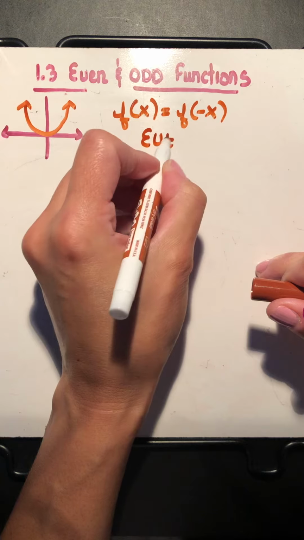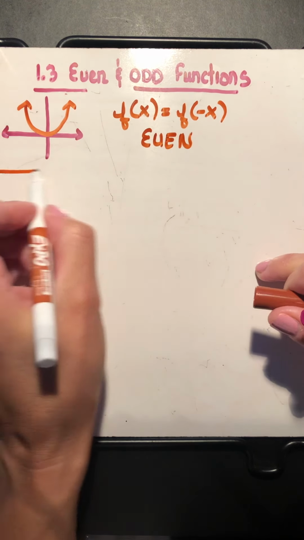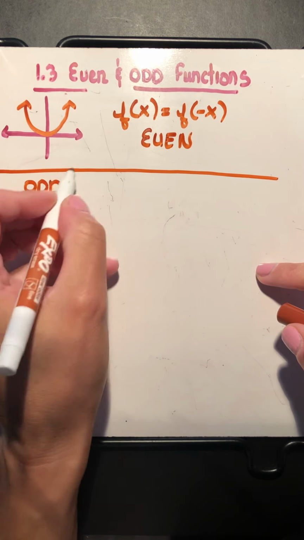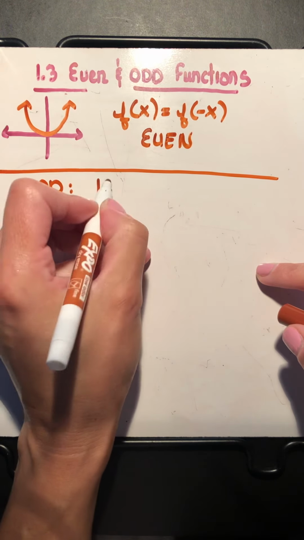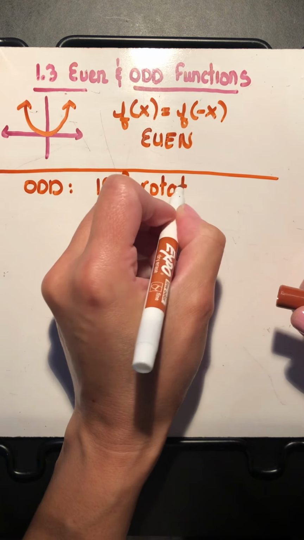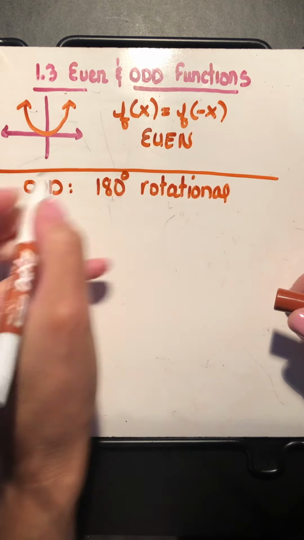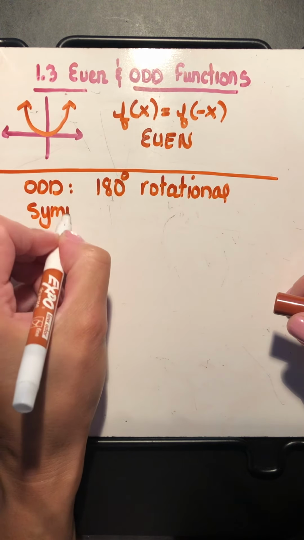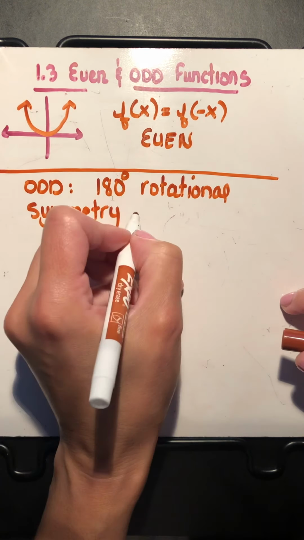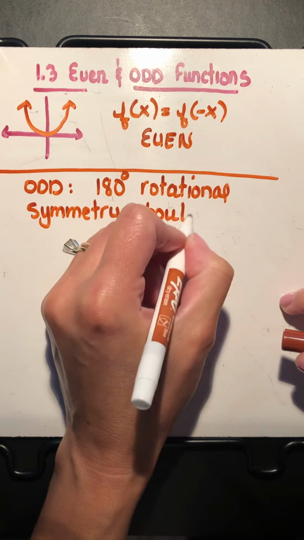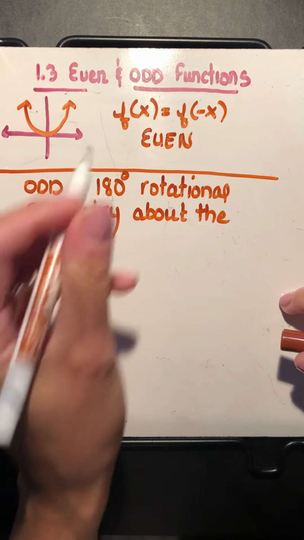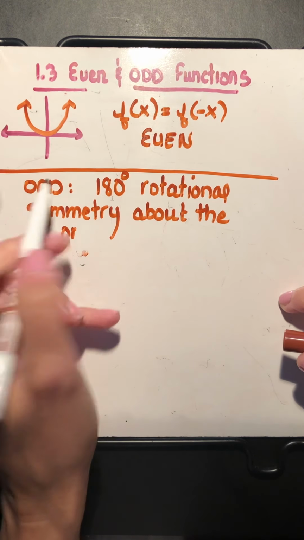Okay, now let's talk about an odd function. If you're going to be an odd function, you're going to have 180 degree rotational symmetry about the origin. So let me demonstrate what that means. Whoops, I can't spell. Sorry about that.